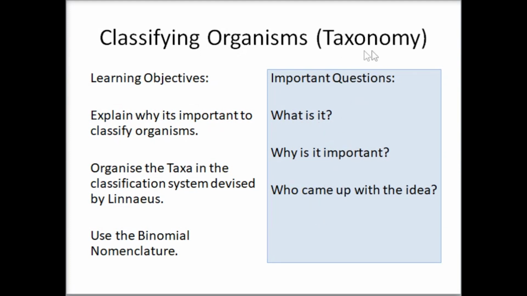Now, the clue is kind of in the name. Taxon means group. And if you have more than one group, you call it taxa. So taxonomy, or classifying organisms, is a system of organization where living organisms can be grouped together based on similar characteristics. So let's have a look at a couple of examples.